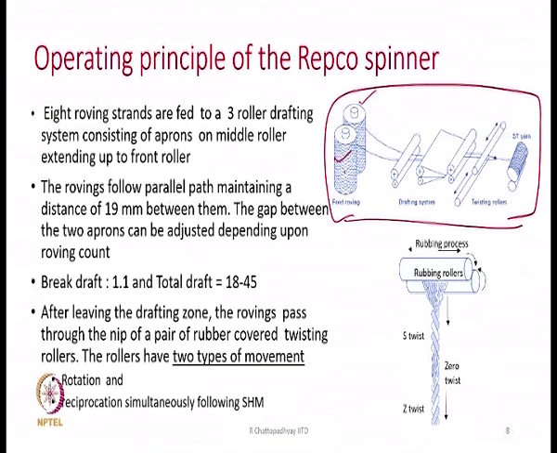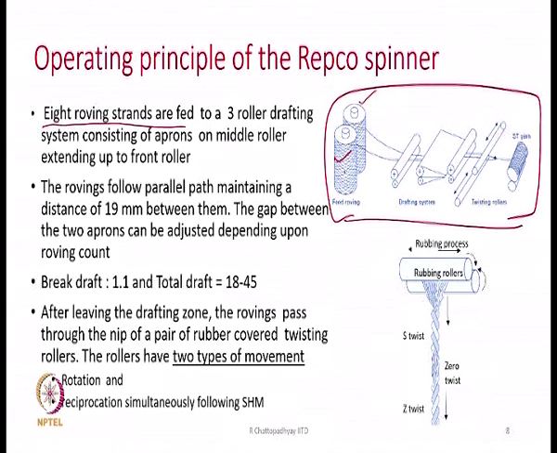In the machine generally 8 rovings are fed. So, there are 4 production positions, it is a small machine, 8 rovings are fed and there are 4 production positions. So, let us discuss only 2 rovings to start with.